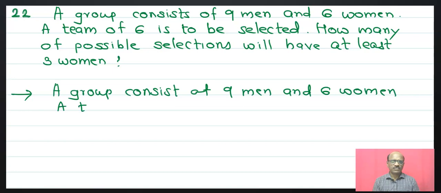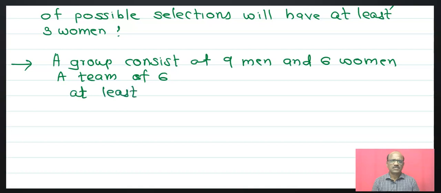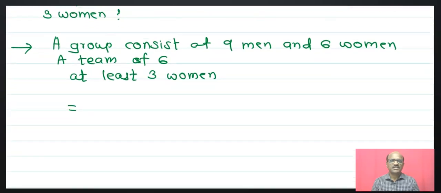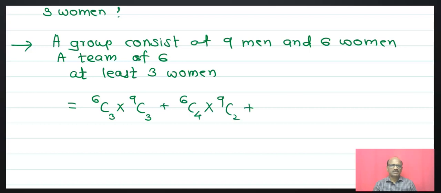A group consists of 9 men and 6 women. Team of 6 that is at least 3 women. It means that 3, 4, 5, 6 women. So 6C3 and men will be 9C3, then 6C4 and 9C2.